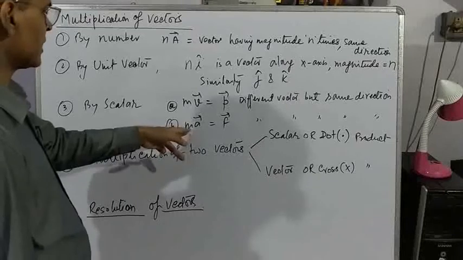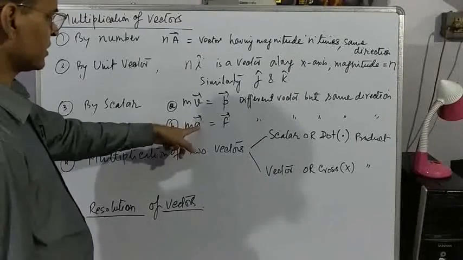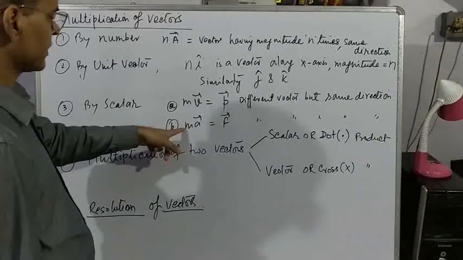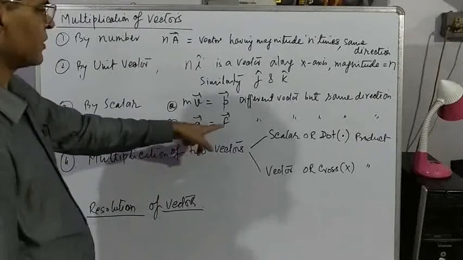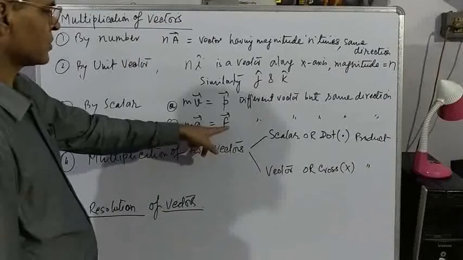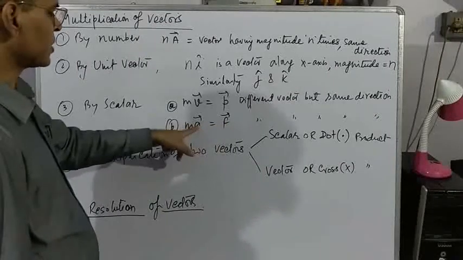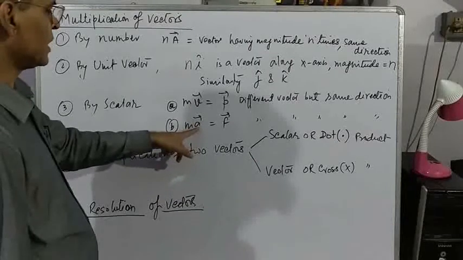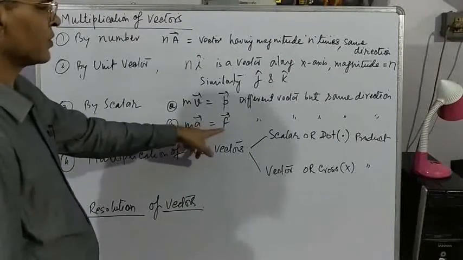Similarly, you can understand acceleration, which is a vector, multiplied by mass, a scalar, we get force. The direction of force will be the same as the direction of acceleration, but the nature of these two quantities, acceleration and force, is different.